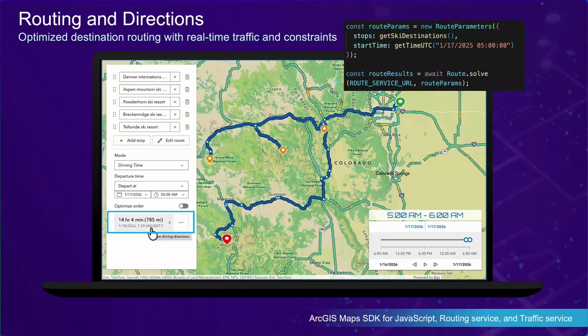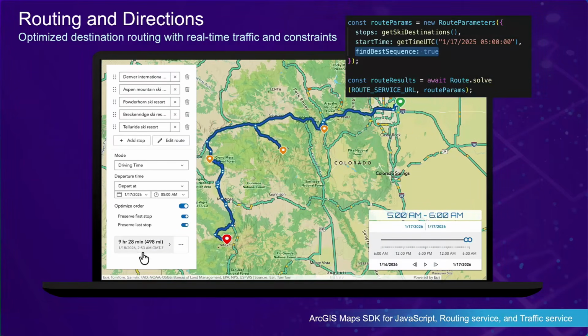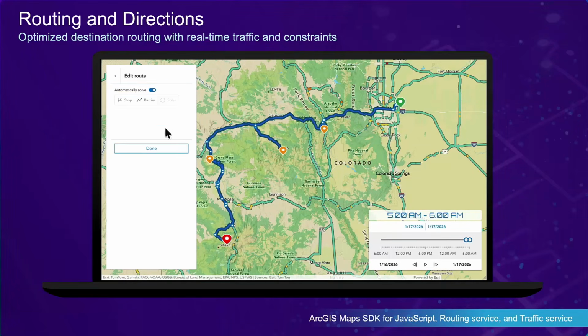Now what we can do is use some of the advanced features of the routing service to help optimize our stops. So when we select that particular feature in the directions component, we can see the time is now reduced down to 9 hours and 28 minutes. So that's quite a savings. And if we look at the code window, we can see that the find best sequence value is true, and it's really just one line of code to add that feature and to get that enhancement.